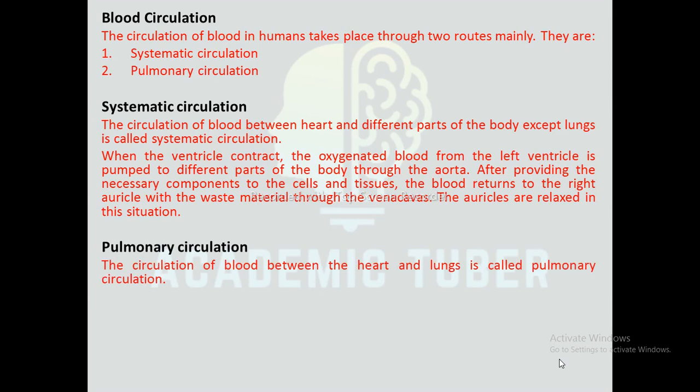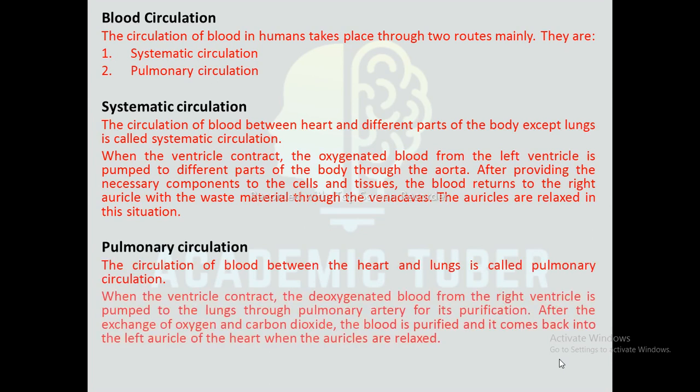Pulmonary circulation. The circulation of blood between the heart and lungs is called pulmonary circulation. When the ventricle contracts, the deoxygenated blood from the right ventricle is pumped to the lungs through the pulmonary artery for its purification. After the exchange of oxygen and carbon dioxide, the blood is purified and it comes back to the left auricle of the heart when the auricles are relaxed.